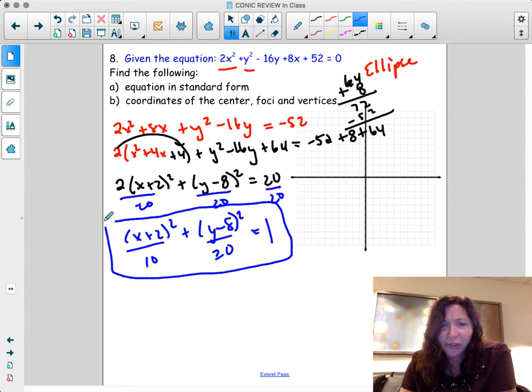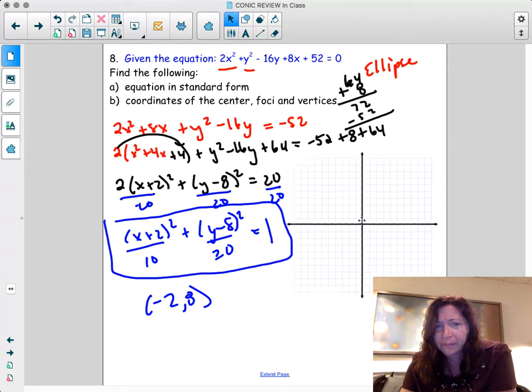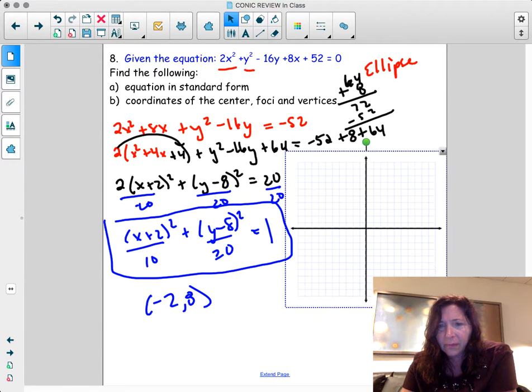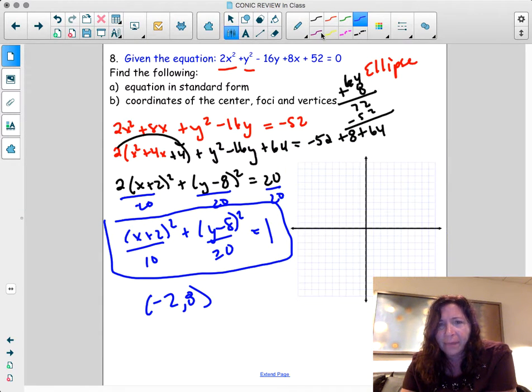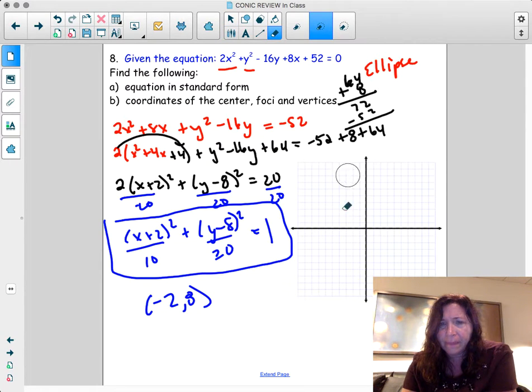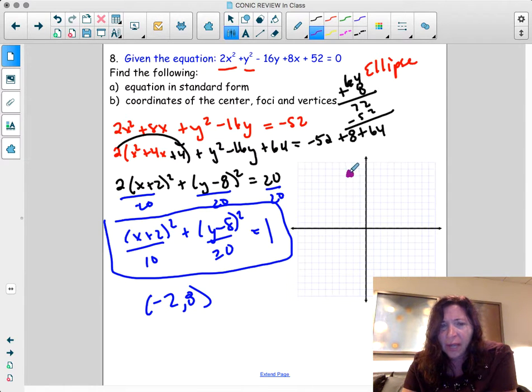I have a center at -2, 8. So I'm going to go -2, 8. So I'm going to move my graph down a little bit. Okay, so I have -2, 8. So -2, 8. Whoops. So -2, 8 is right here. So that's my center. In the x direction, I'm going to go the square root of 10, which is about 3 to the left and 3 to the right.